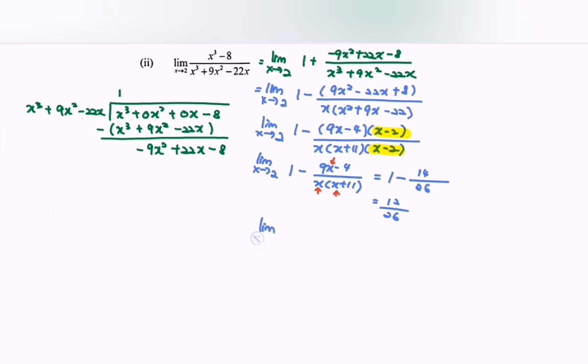So the limit as x approaches 2 for the function (x to the power 3 minus 8) over (x to the power 3 plus 9x squared minus 22x) is that the value of y will be approaching 6 over 13.